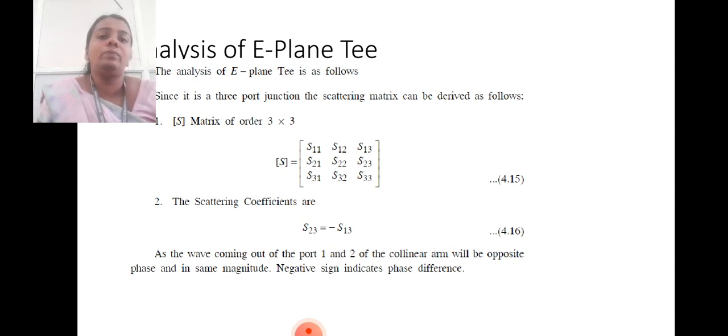Now we can see the analysis of the E plane T. For the analysis, we are using the 3-port junction S matrix of order 3 cross 3. The matrix is written as S equal to S11, S12, S13, S21, S22, S23, S31, S32 and S33. The scattering coefficient S23 will be equal to minus S13. This is because the waves coming from port 1 and 2 of the collinear arms will be opposite in phase but the same in magnitude. So the negative sign indicates the phase difference.